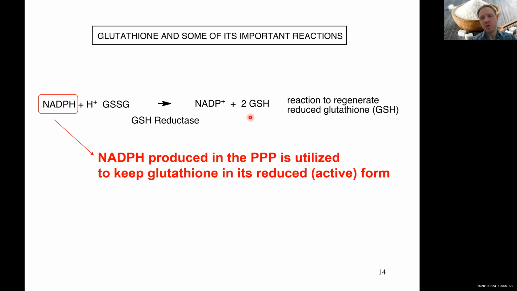Now we have two molecules of the reduced and active form of glutathione, and we have oxidized in this oxidation reduction reaction our NADP+. This now can go back to the PPP, can be re-reduced and used again. So this is one of the major functions of the PPP, to keep this glutathione, which is one of our major reducing agents in the body, reduced using NADPH.